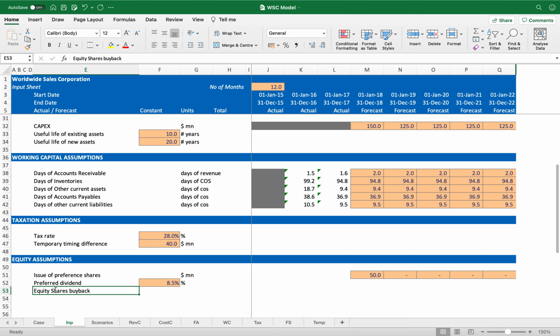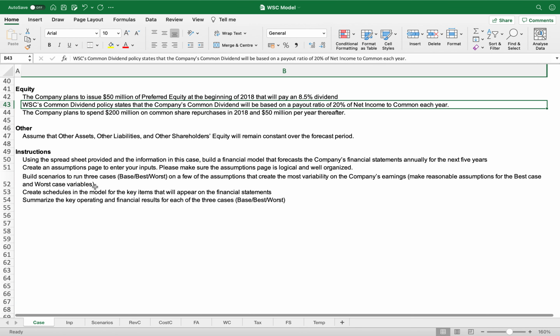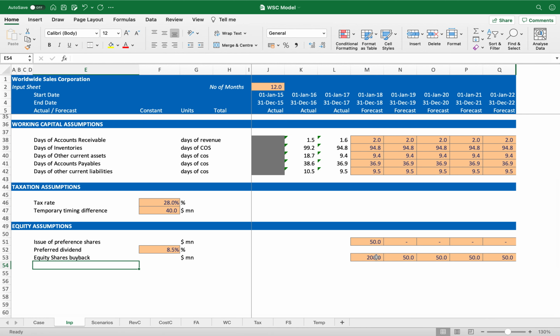Then equity shares buyback. How much am I buying back? So in 2018, 200 million, and thereafter it was 50 million. Perfect. So shares buyback, 200 million in 18 and 50 million thereafter. And common dividend rate was 20% of what? Net income to common. So this is also a percentage.